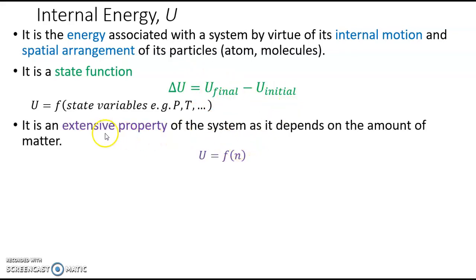It is also an extensive property of the system, or extensive variable of the system, because it depends on the amount of substance present. It's directly proportional to the amount of substance present. If you increase the amount of substance present, the internal energy increases. Well, it's energy, so its unit is kilojoules or calories or whatever it might be.